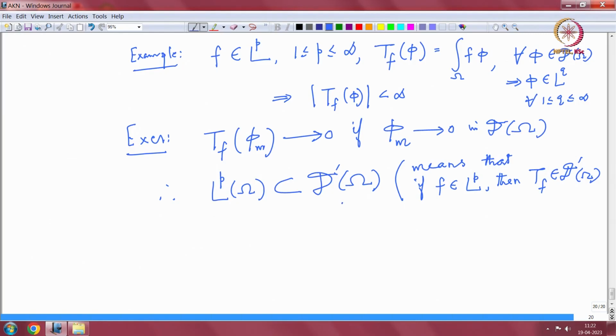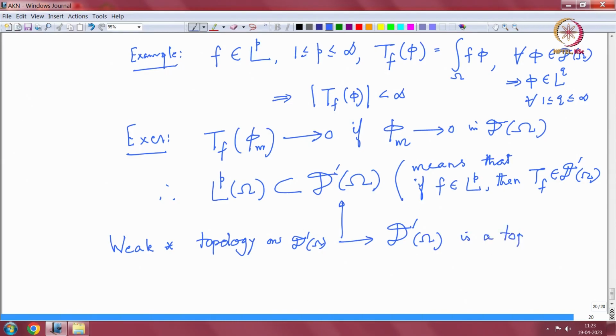So, I am going to define a topology here soon, or maybe I can define a weak star topology right now. Why delay it? Topology on D prime. So, this will give you that D prime of omega is a topological vector space.